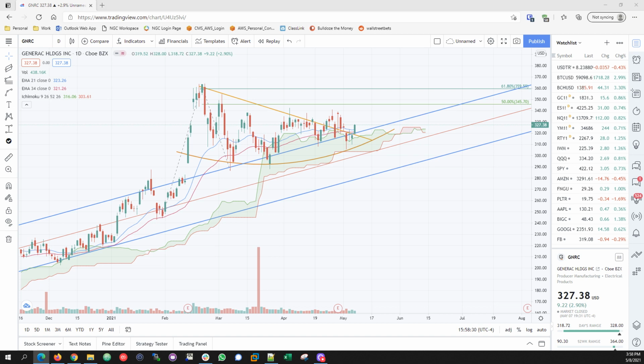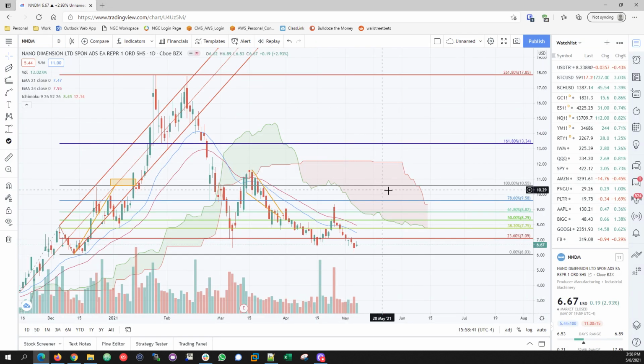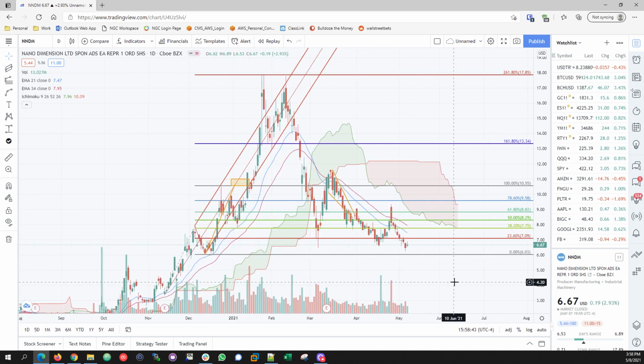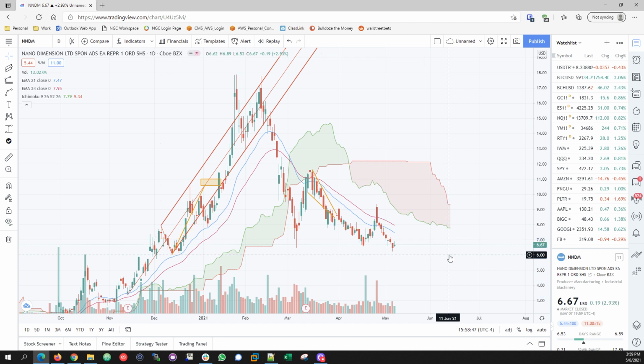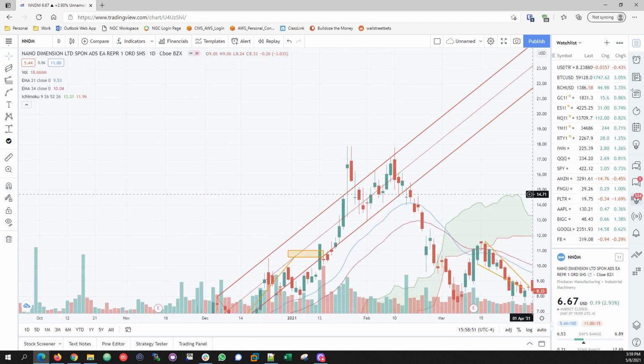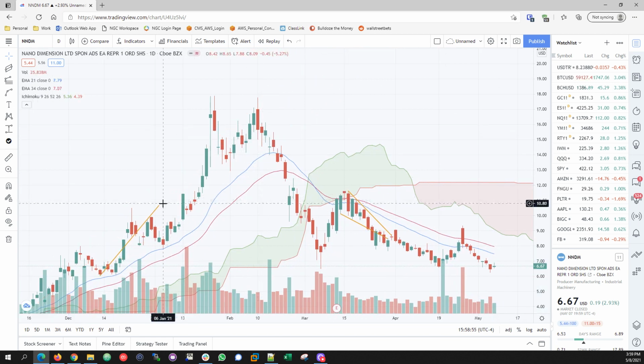Good looking chart. Next up is NNDM, and it doesn't matter if it's NNDM, FSLY, BNGO, FUBO, all of these are going to be in the same category. As you can see, it followed the pitchfork perfectly to a point, until the market, all the high growth stock names, just came down.